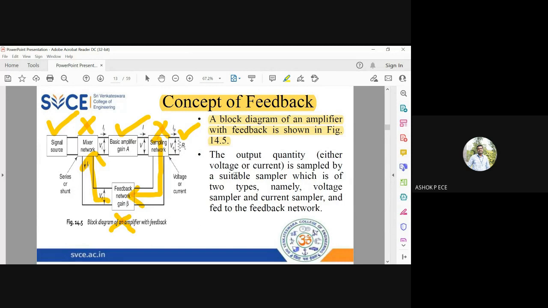As you see, the output quantity, which can be either voltage or current, is sampled by a suitable sampler. This sampling network will sample, meaning taking a portion of the voltage or current from the output side. So the sampling can be voltage or current. Depending on that, you will have two types of sampling circuits. One is the voltage sampler, the other one is the current sampler.